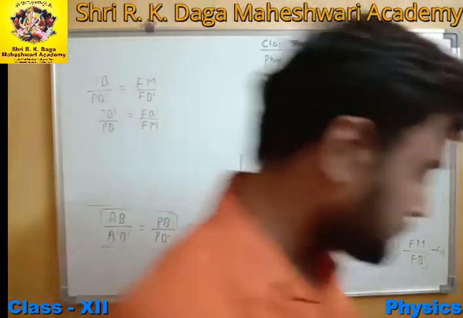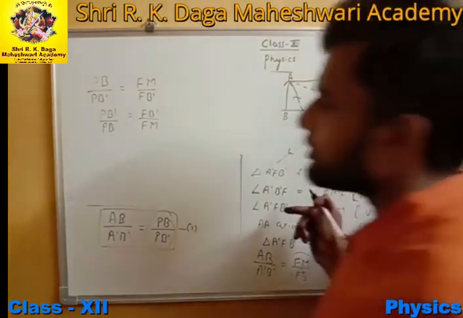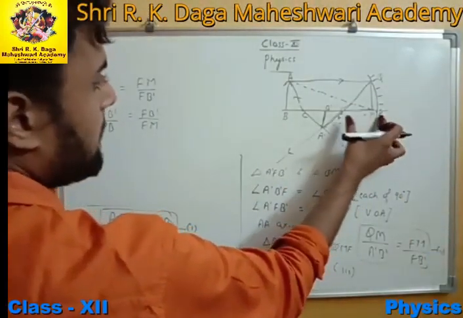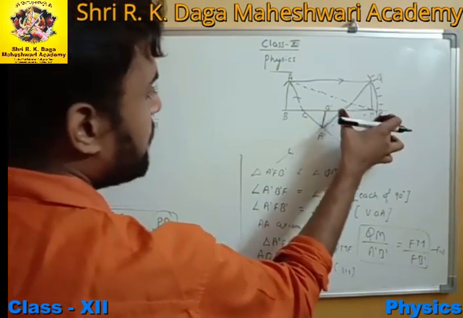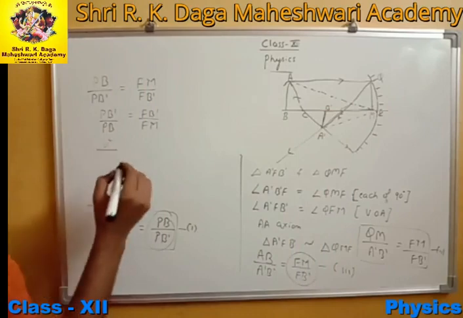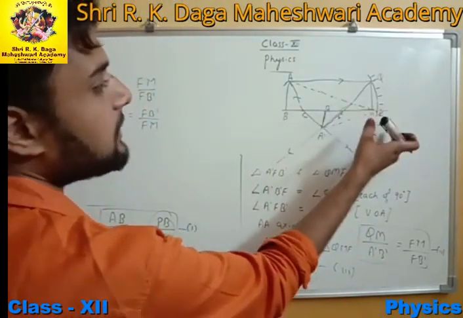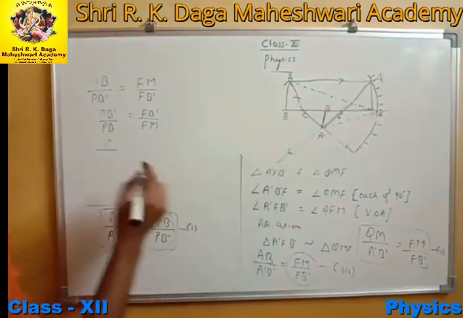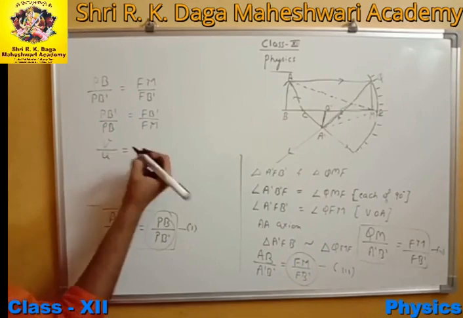Okay, now by looking into the figure, PB dash इसका मतलब पोल से इमेज तक की डिस्टेंस, और पोल से इमेज तक की डिस्टेंस को हम लिखते हैं small v, right? Similarly PB इसका मतलब पोल से ऑब्जेक्ट तक की डिस्टेंस, और पोल से ऑब्जेक्ट तक की डिस्टेंस को हम बोलते हैं small u.